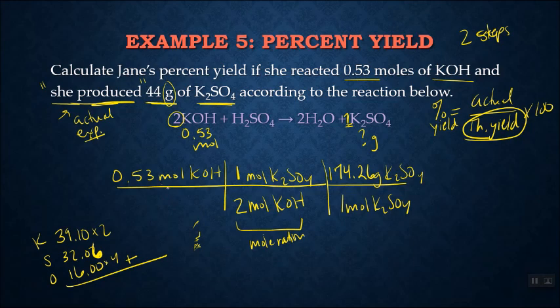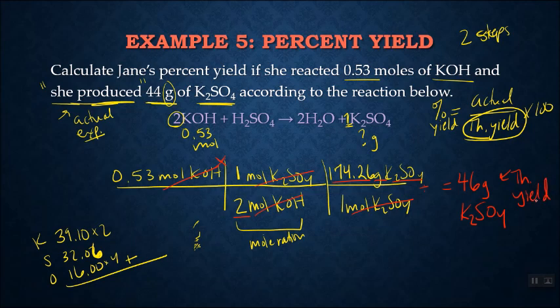So now we can cancel. We have moles of the potassium hydroxide canceling with the moles of potassium hydroxide, the moles of potassium sulfate canceling with the moles of potassium sulfate down here, and then we end up with our grams of potassium sulfate. Multiply the 0.53 times our 174.26, divide by 2 on the bottom, and you should be getting 46 grams of potassium sulfate. Now this is our theoretical yield.